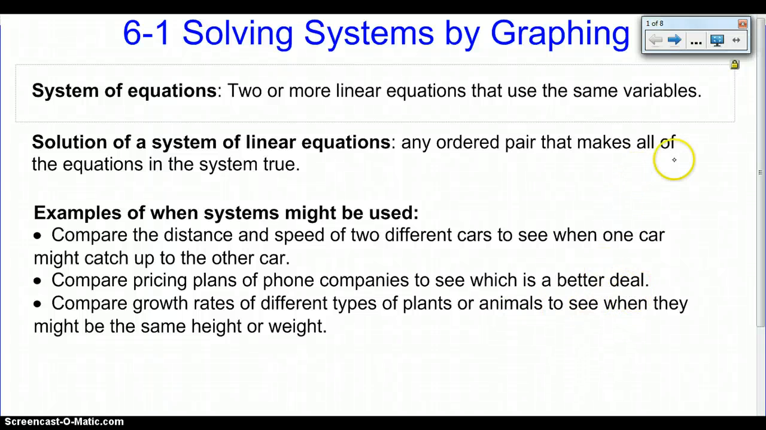Algebra 1 students, welcome to your 6.1 notes, Solving Systems of Equations by Graphing. Through this chapter, we'll look at different ways to solve systems. And as you can see, the first of those options is the graph.